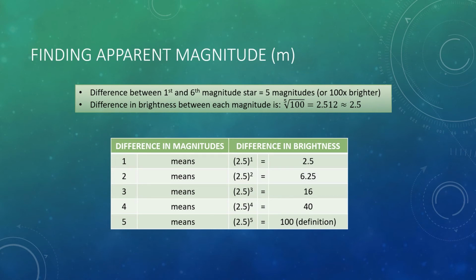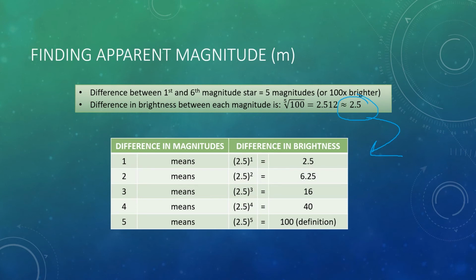And since this is a difference of 5 magnitudes, the difference in brightness between each magnitude is equal to the fifth root of 100, which gives us about 2.512. But we're going to round that to 2.5 for simpler calculations, producing the table we see below. There are stars dimmer than +6, and we now have telescopes that can see much, much dimmer stars than this. So basically, our difference in brightness is going to be based on this.